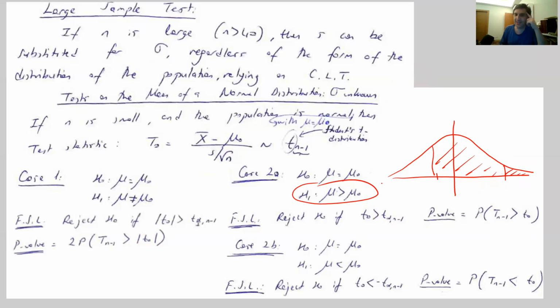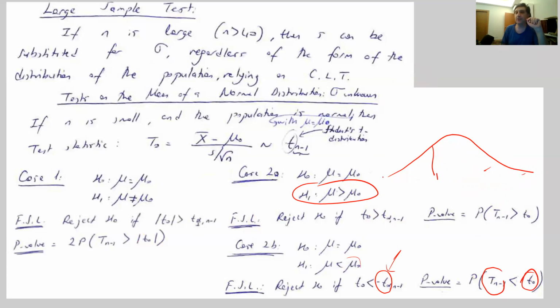And for case B, it is just the opposite. It's the very same thing, but this time we are talking about the negative numbers here. So it's going to be minus t alpha, and the p-value is going to be equal to, now note that again, these are taken as t0, but the left-hand side is taken.